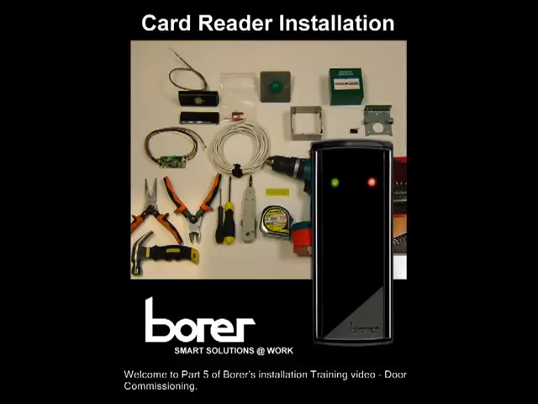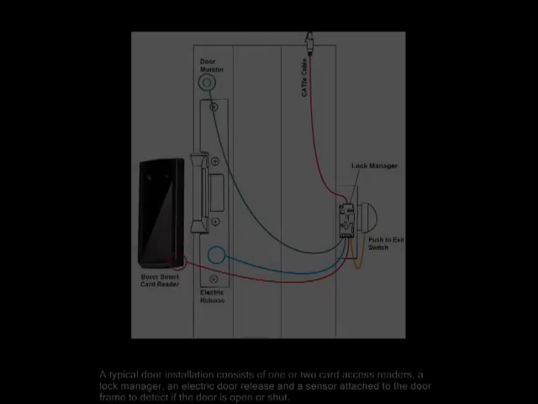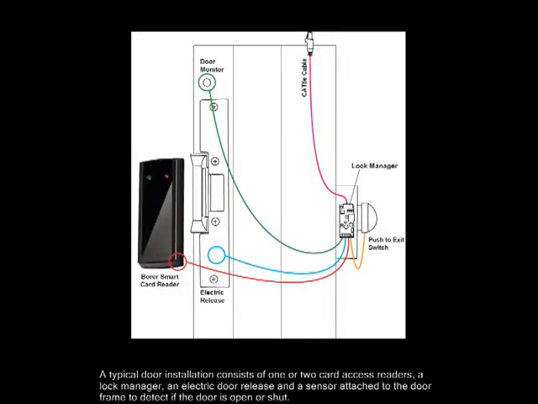Welcome to Part 5 of BoE's installation training video. Door commissioning. A typical door installation consists of one or two card access readers, a lock manager, an electric door release and a sensor attached to the door frame to detect if the door is open or shut.